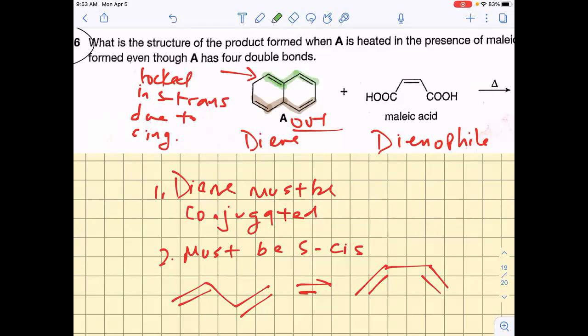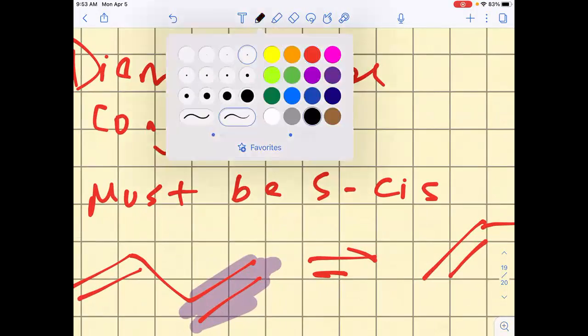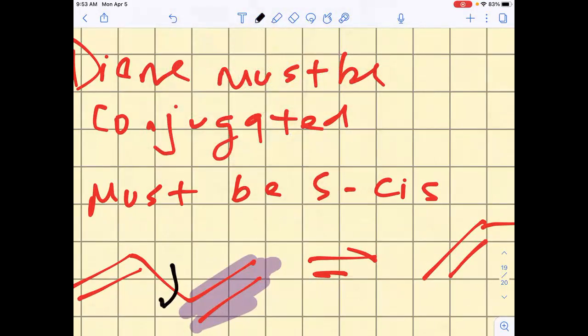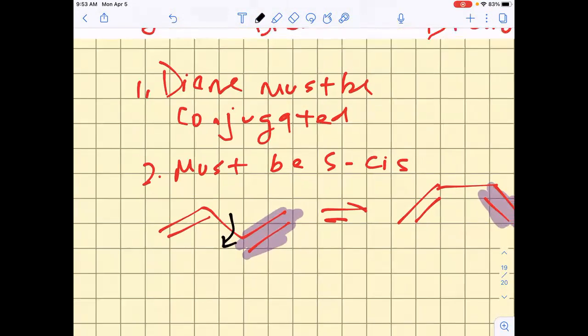How would you get this? Let me see which one. I moved this one. So how would I move this bond around to the other side like it is on the right, right here? All right. For the sake of time, I just rotate around that sigma bond. That's how I get from S-trans to S-cis, is by rotating around that sigma bond.